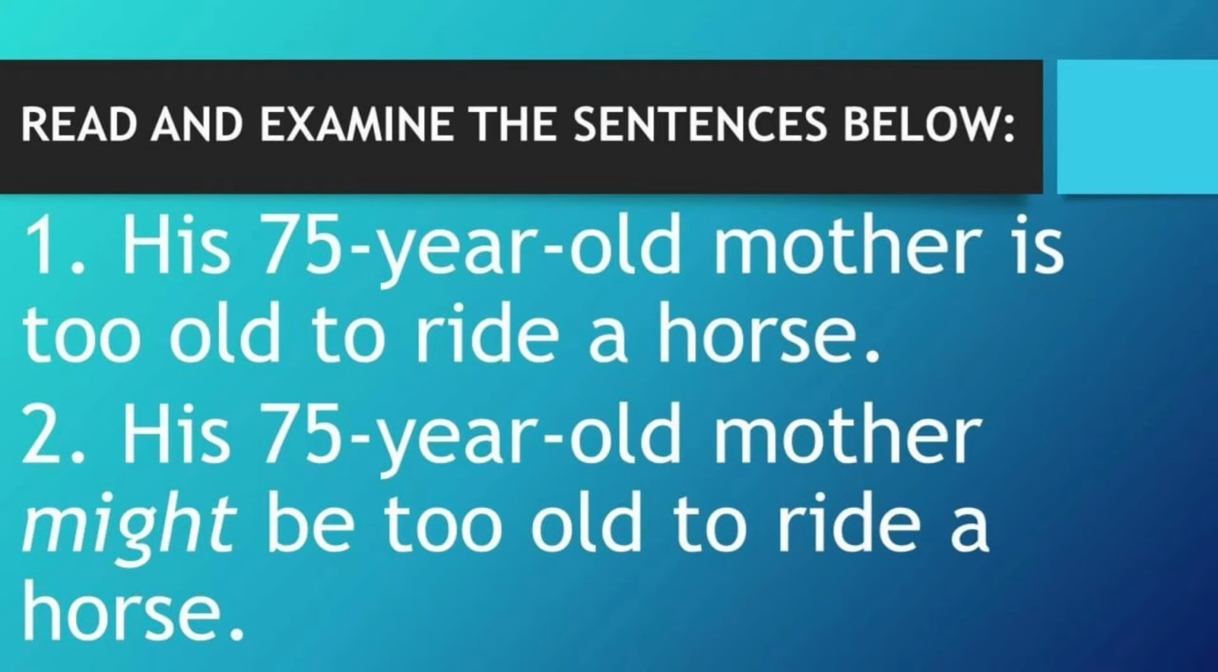So what have you noticed in sentences 1 and 2? Do they have the same meaning? If not, what is their difference?